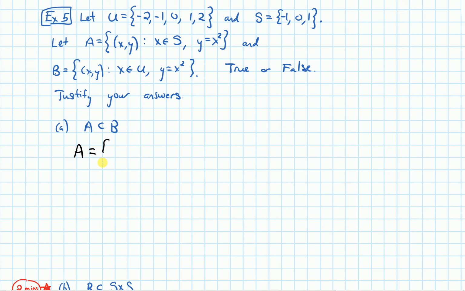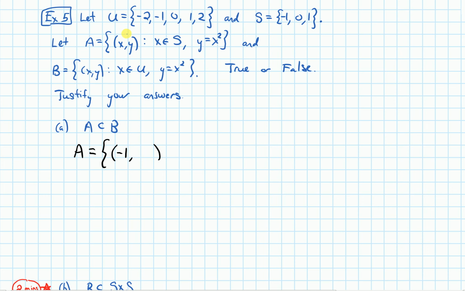So A is a set, and the elements in it are ordered pairs. The first element we're calling x, and x is an element of S. The choices for x are either -1, 0, or 1. Those are the things that are in S. So we could pick -1 for x. And if we do that, what is the y value?